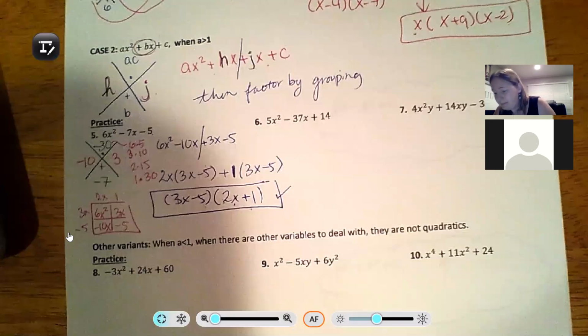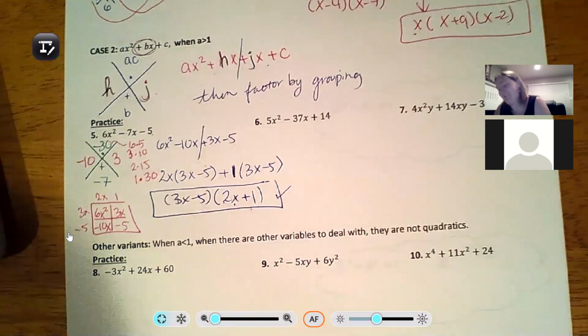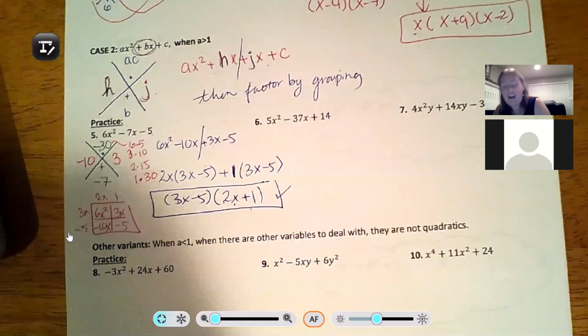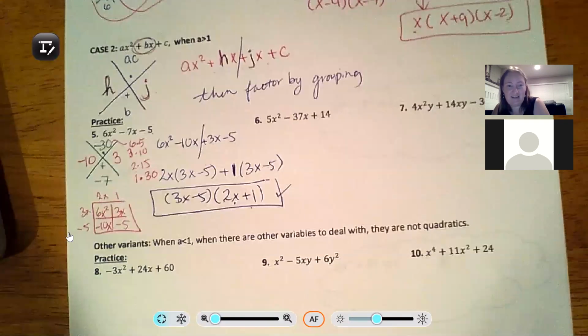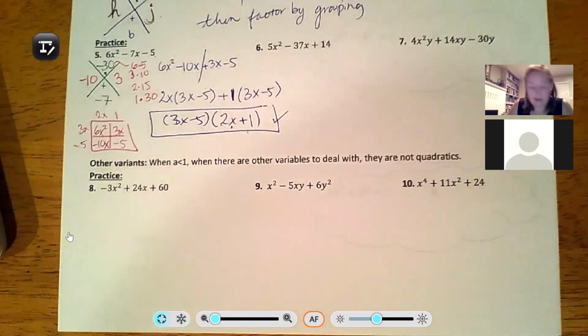Yeah, I've never heard of grouping until today. Oh, cool. You learned something. And it's so much easier. Awesome. Yeah, I like it too. As I said, I do it now. But you don't have to do it that way if you have another method.